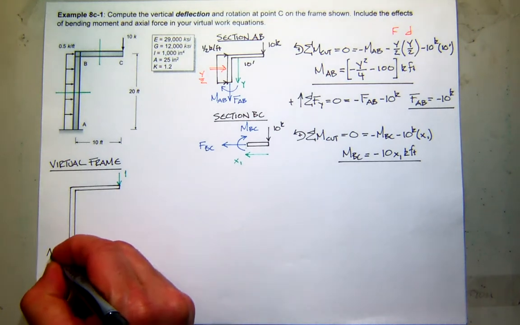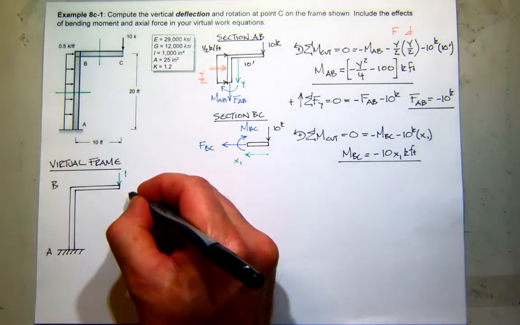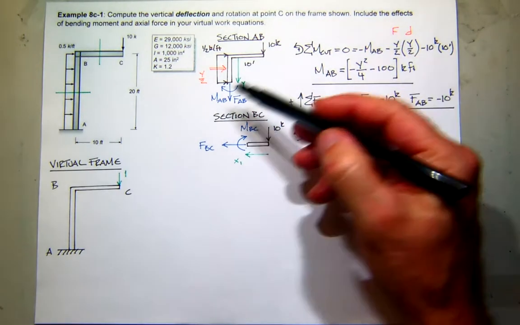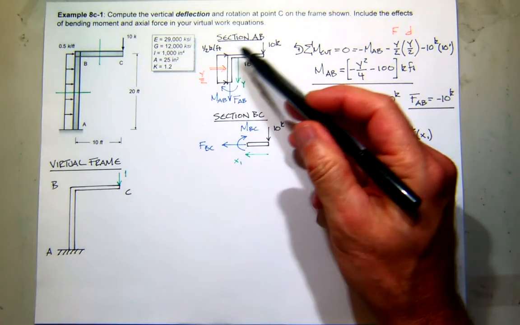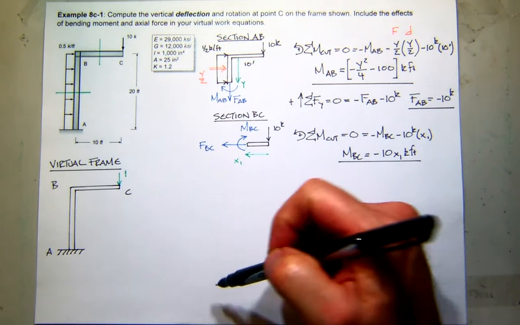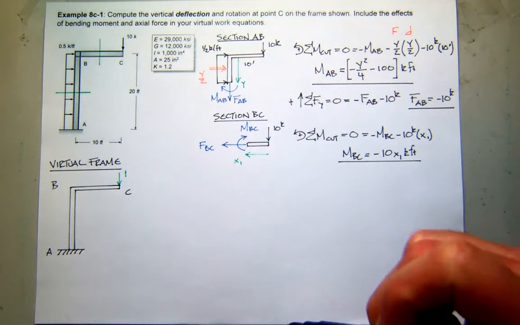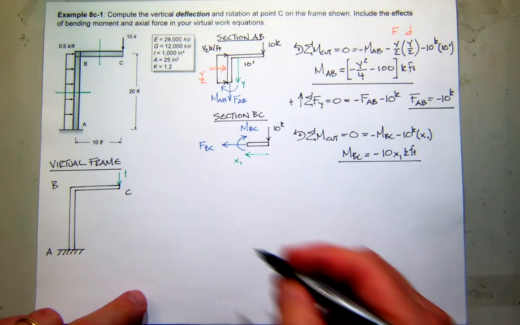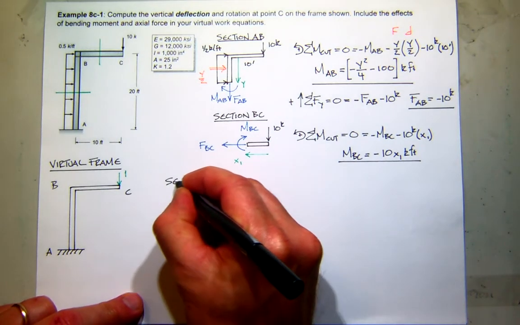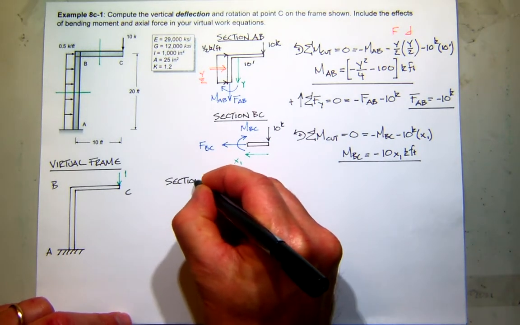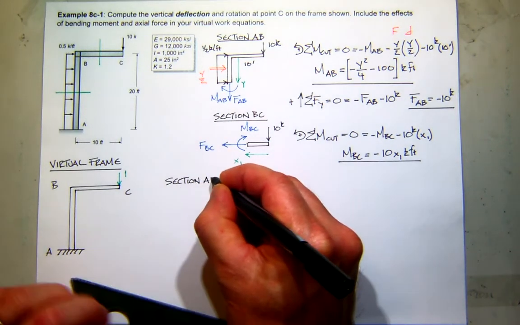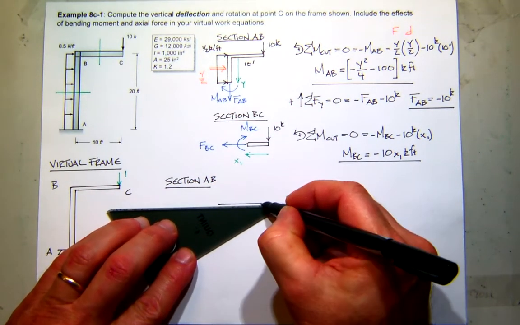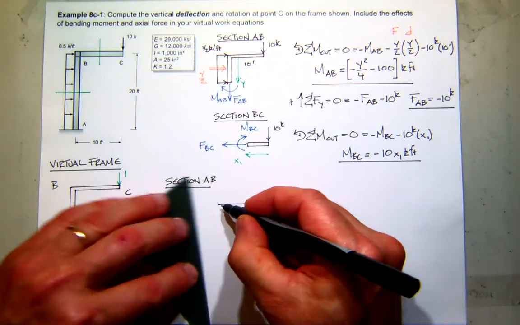This is still A, B, and C. Now, I've already decided when I did my real moments, this is the way I was going to cut the structure up, and these were my free body diagrams. When I do the virtual force, I have to do exactly the same one so they match. So when I come back here in the virtual frame, and do section AB, since I cut it like this before, I have to do it again.